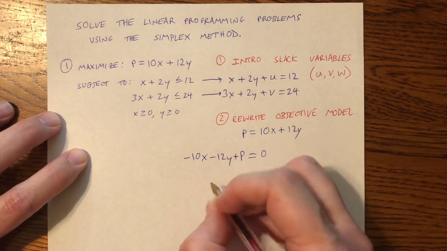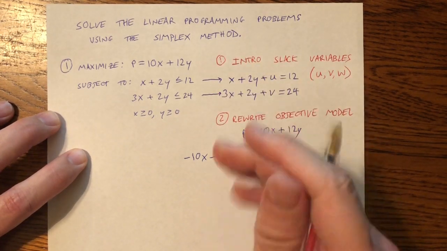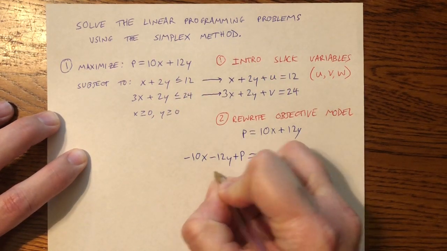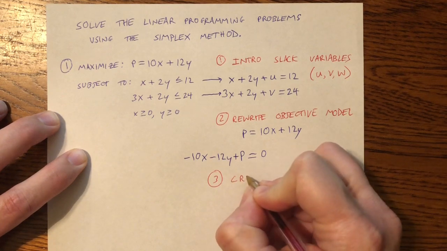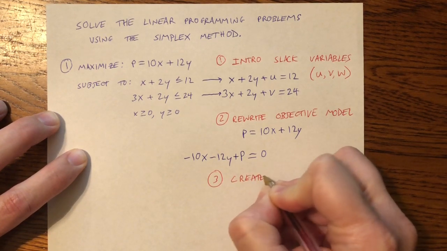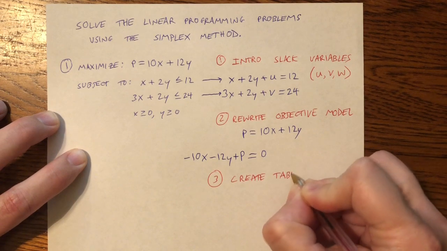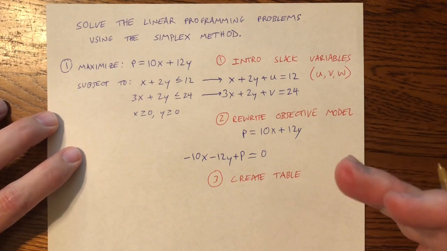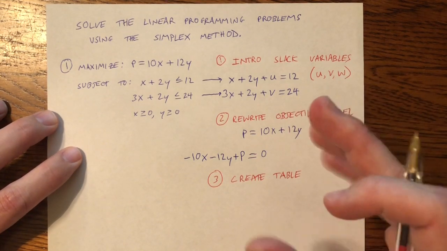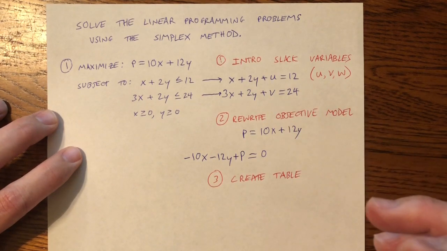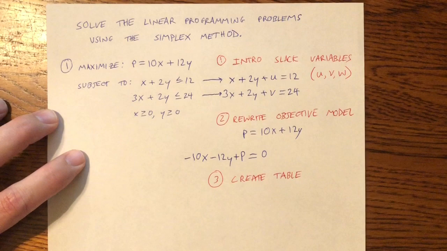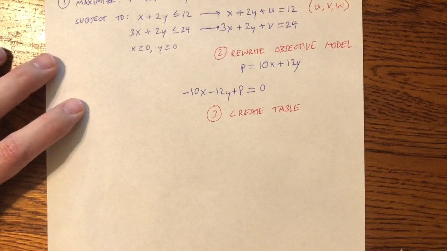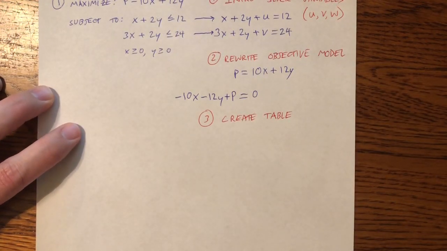The final step here, in terms of initially setting up a linear programming problem so that we can use the simplex method to solve it, is to actually create your simplex table. All right, create your simplex table. After we create our simplex table, we're going to use row operations and a couple other principles as well to ultimately solve this linear programming problem. Okay, so let's go ahead and create the table now.